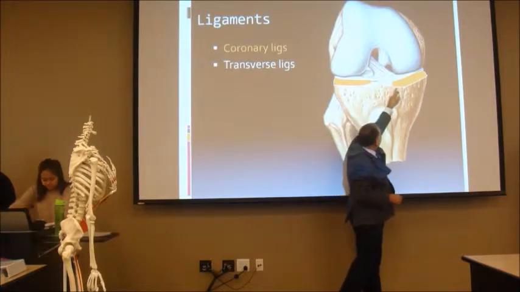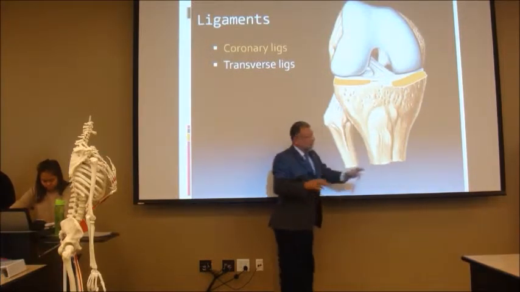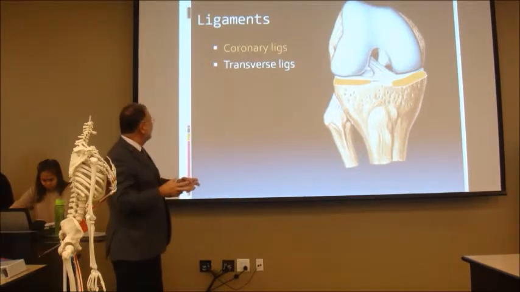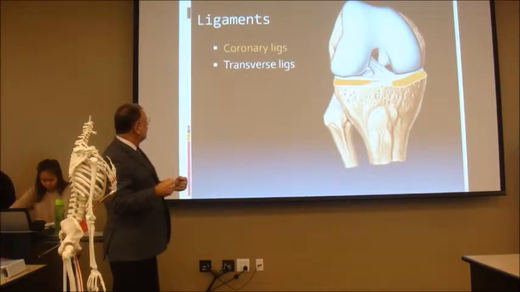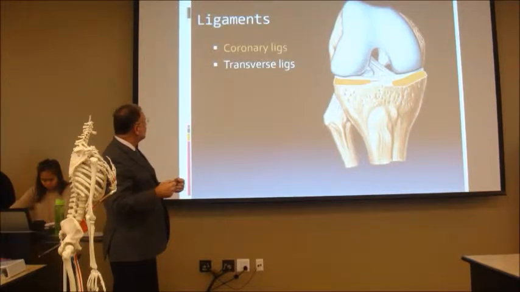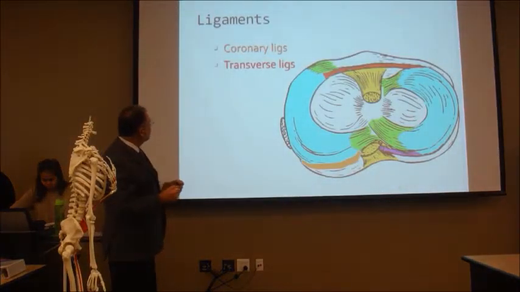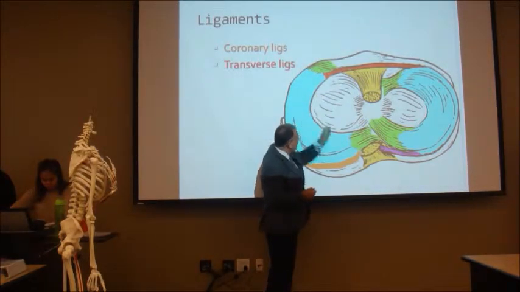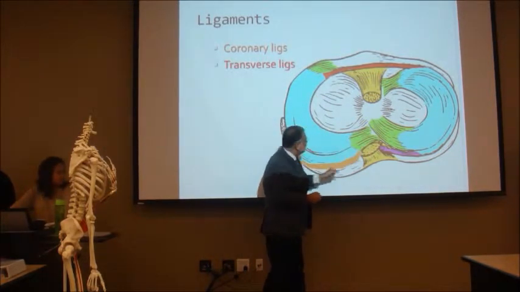So the coronary ligaments run at the base of the tibial plateau and attach to both of the meniscus. At that level, that's where those coronary ligaments are going to be. Now the transverse ligaments, let's move forward. The transverse ligaments are going to hold both of the horns, anterior and posterior, at that level.